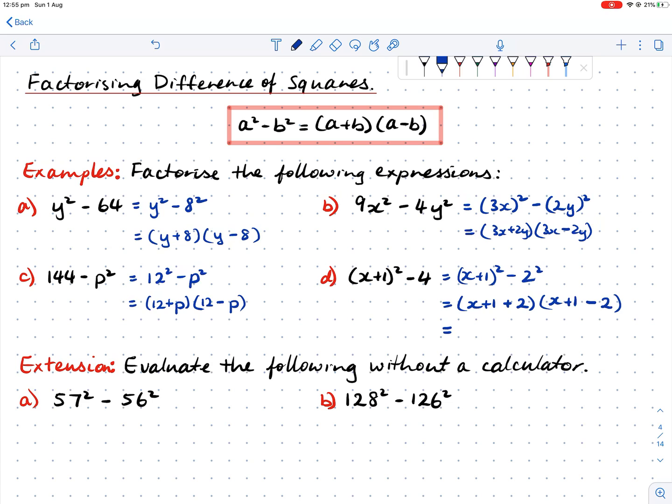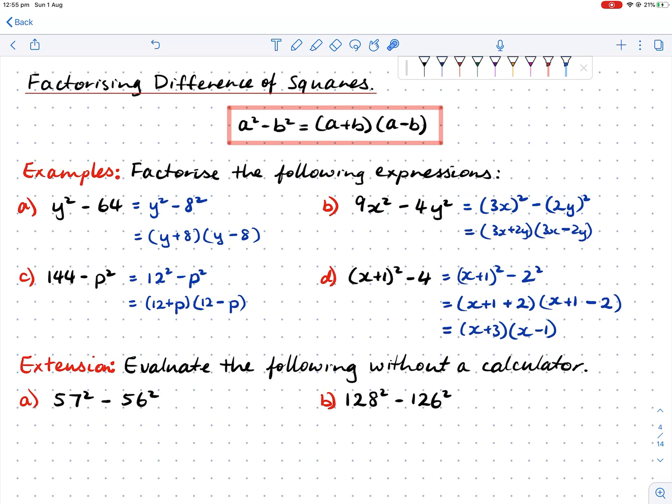What we then need to do with this question is simplify it. The first bracket, x plus 1 plus 2, is x plus 3. And your second bracket, x plus 1 minus 2, is x minus 1. So then that's your double brackets. Even though this was in brackets here, because I'm adding and subtracting all those items, those brackets don't really matter. The main thing there would be that we need to simplify that.